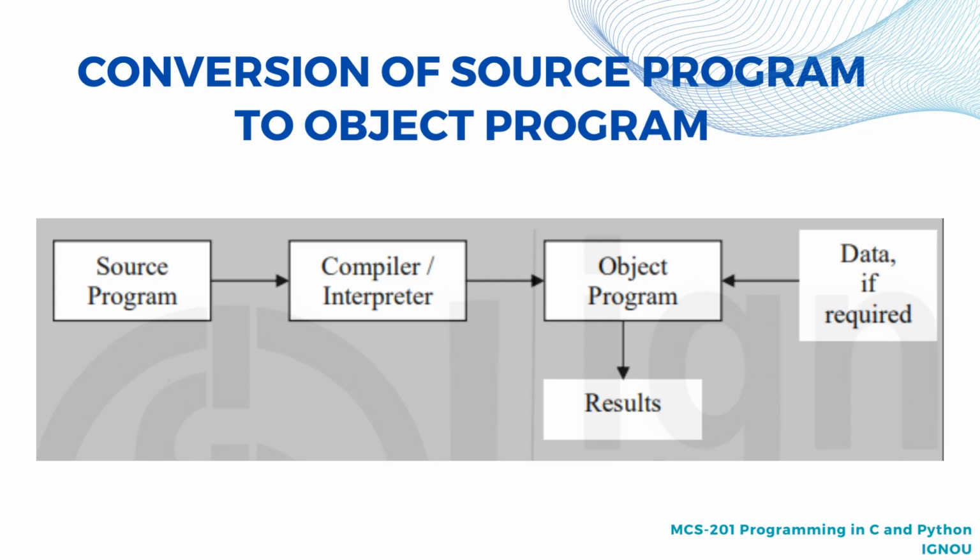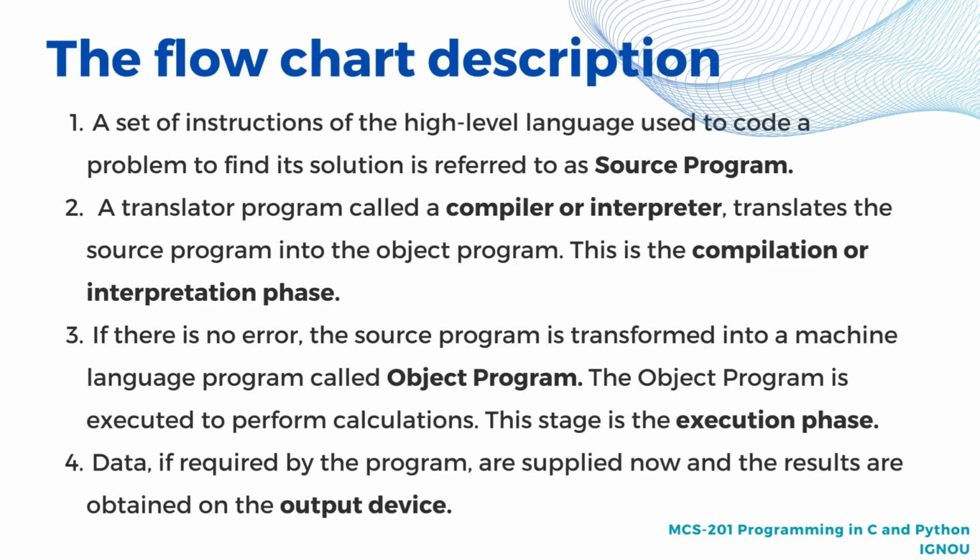This flowchart shows the steps for the conversion of source program to object program. The flowchart description is as follows. A set of instructions of the high-level language used to code a problem to find its solution is referred to as source program. The second one is the translator program called the compiler or interpreter, which translates the source program into the object program. This is the compilation or interpretation phase.